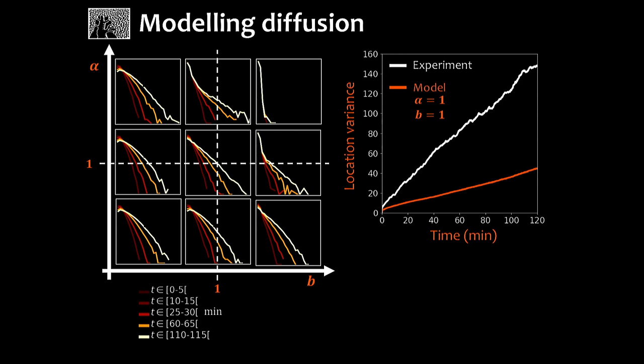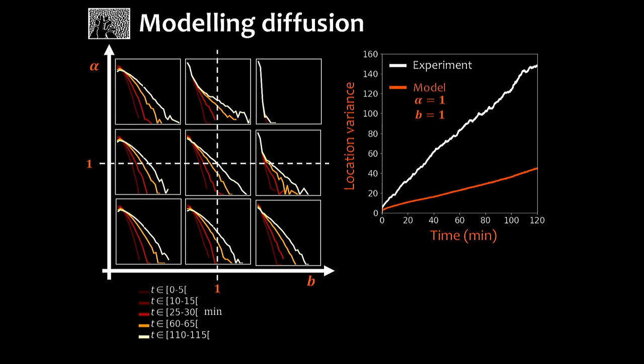And here is a diagram of b and alpha. I plot here the result of the simulation for different values of alpha and b. Here you have alpha and b equal to 1, here alpha and b less than 1, and so on. You can observe that we have diffusions which are not exponential, this one also, which is Gaussian, but we also observe exponential diffusion for several values of alpha and b.